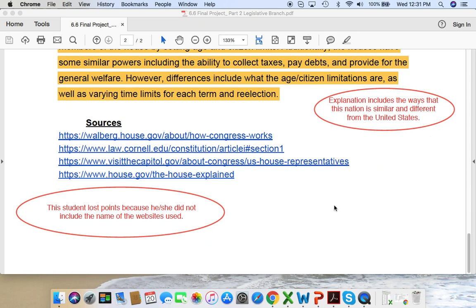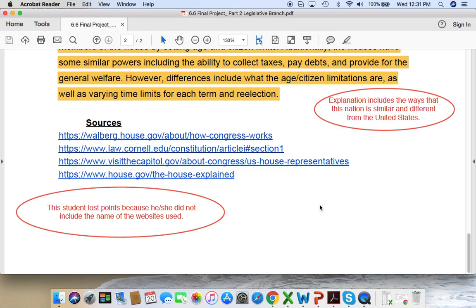Then you can see this student did not include the name of the websites he or she used. So this student did not earn full credit for the sources. He or she did have 4 sources, and so they had the right number and they did have the specific URL, but he or she did not earn full points because they did not include the name.